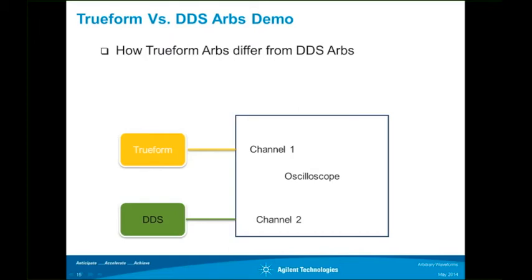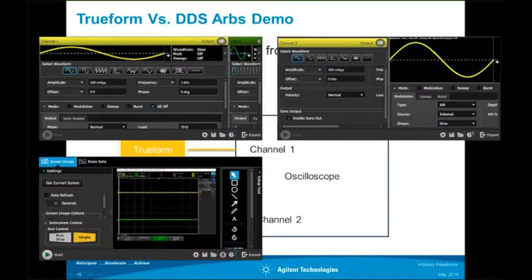Okay, so let's go ahead to our next demonstration. I want to show you guys how a Trueform Arb differs and performs better than a DDS Arb does. On my bench, I have a few instruments connected to my PC. I have an oscilloscope, a Trueform generator, the 33622A, and a DDS-based generator. Again, in this demonstration, Trueform is going to be the yellow trace, and the DDS is going to be the green trace.